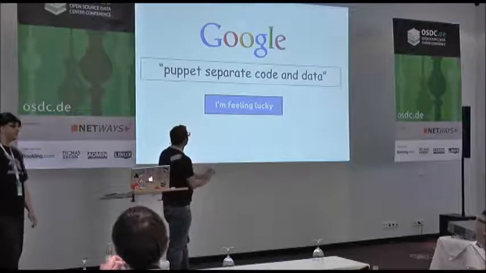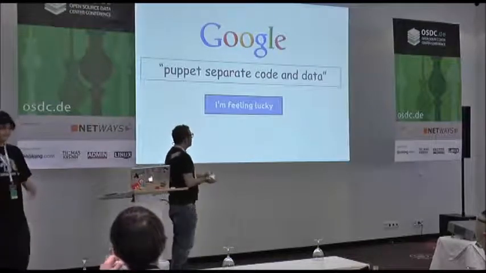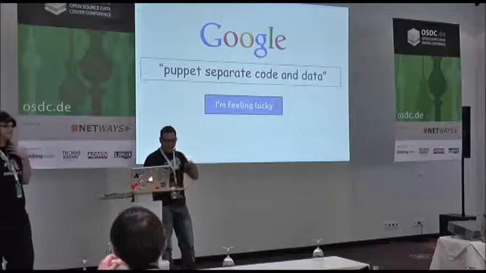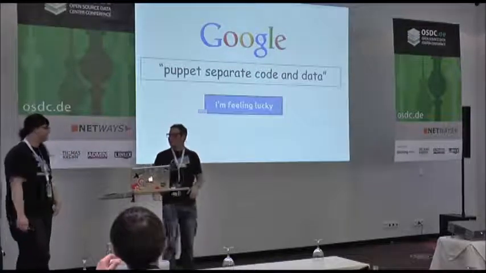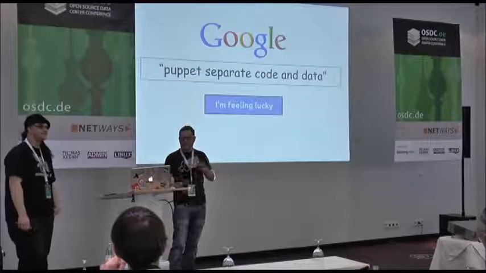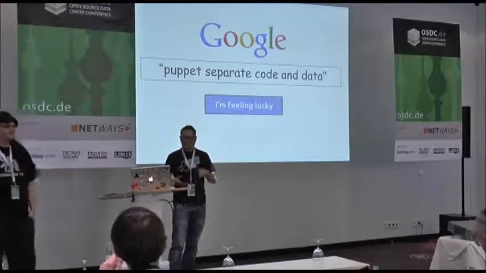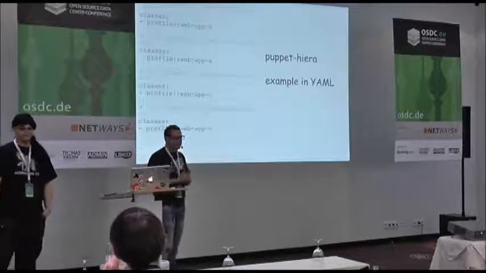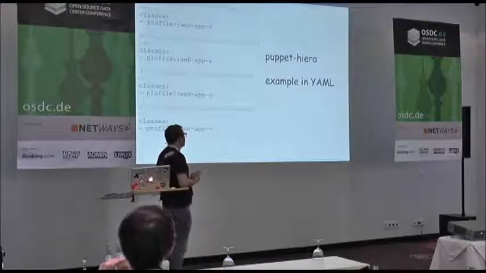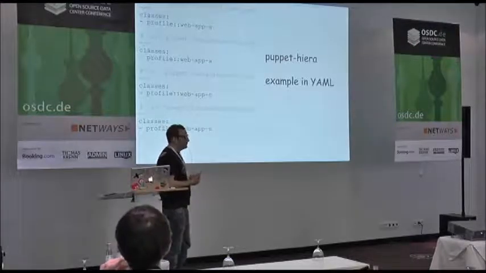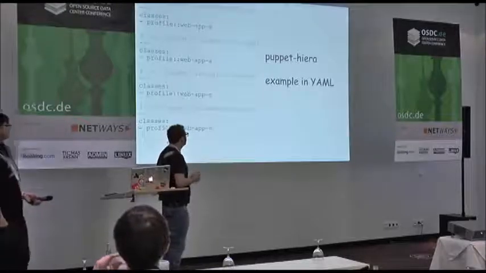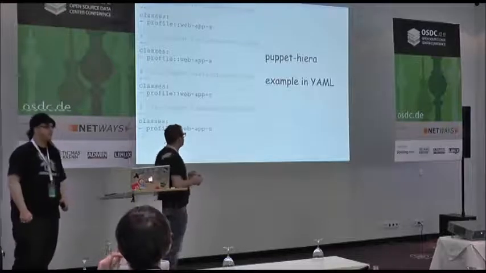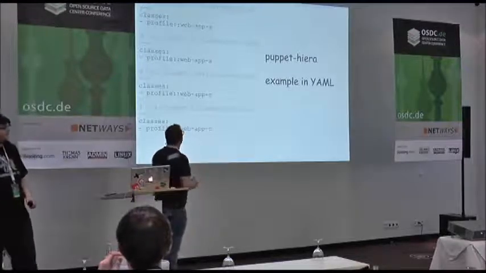So what we have to do is separate code and data. So our code says, hey, include this class, blah blah blah. But the data is that we have thousands of nodes, and these thousand nodes should get this role model and stuff like that. So in the Puppet world, when we search for separating data and code, we will find Hiera, and Hiera is a tool to get rid of all the data in your Puppet manifest and just push it, for example, to YAML.